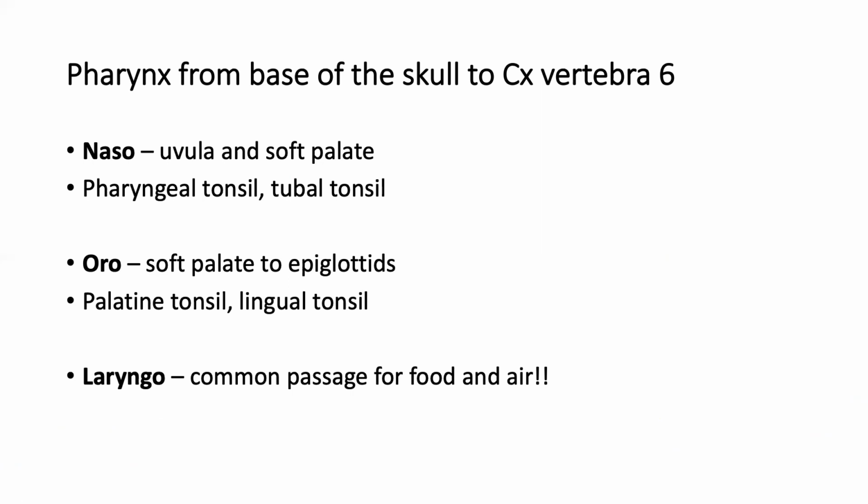The important structures related to the pharynx are the tonsils. Tonsils are lymphoid tissue, lymphoid organs. In the nasopharynx, we have the pharyngeal tonsil and tubal tonsil. In the oropharynx, we have the palatine tonsil and lingual tonsil. Of course, it is oral, therefore it is related to the tongue, therefore we have the lingual tonsil. And it is related to the palate, and therefore we have the palatine tonsil.